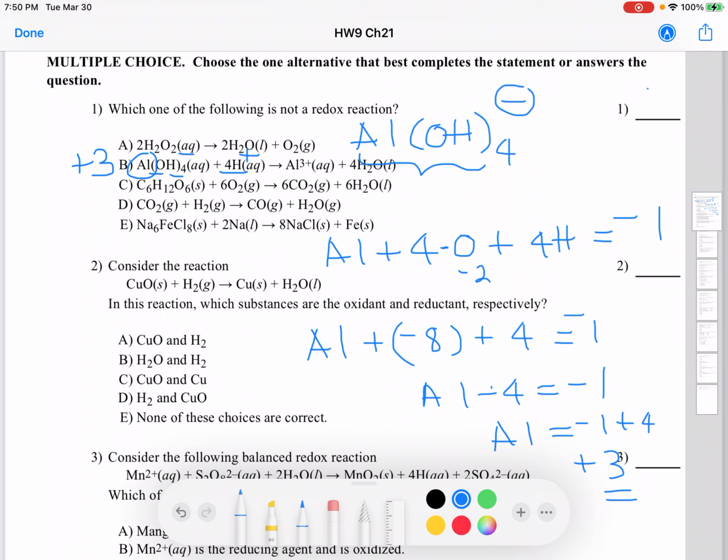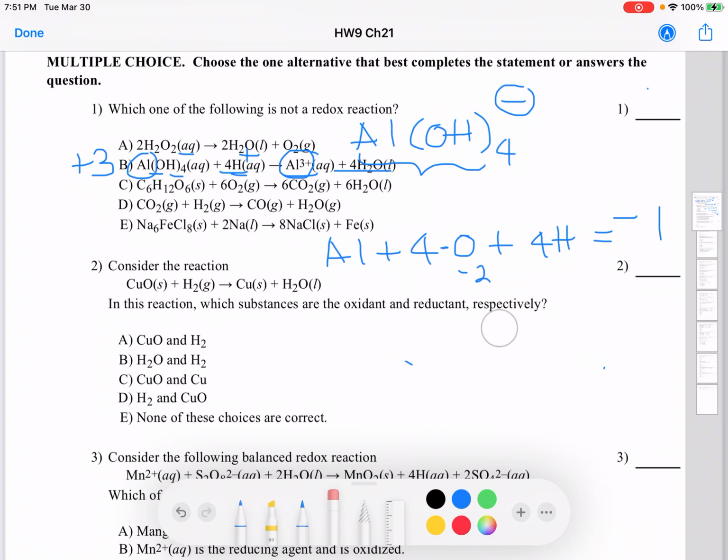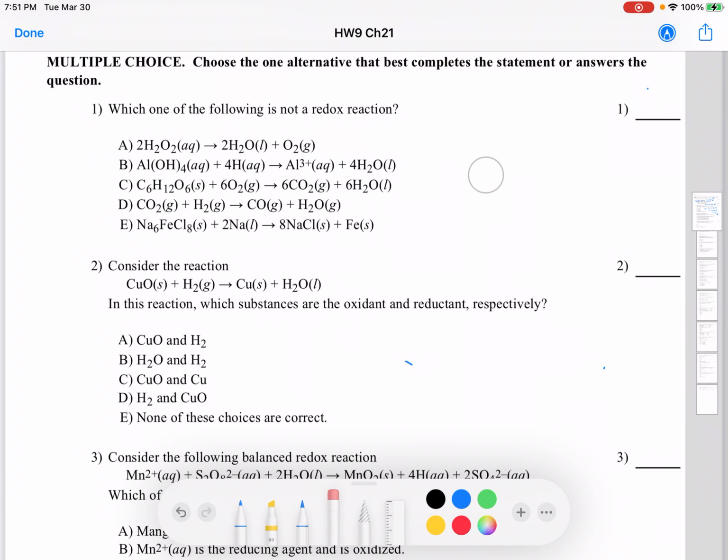So aluminum here has oxidation number +3, oxygen -2, hydrogen +1, and again hydrogen +1 there, and aluminum also +3. In water also hydrogen is +1 and oxygen -2. So in reaction B, none of the elements changed its oxidation number. So that is not a redox reaction. We can look at the other reactions to see if at least one element changes its oxidation number. You may not need to look at all the atoms, but you can try to find out if there is at least one.